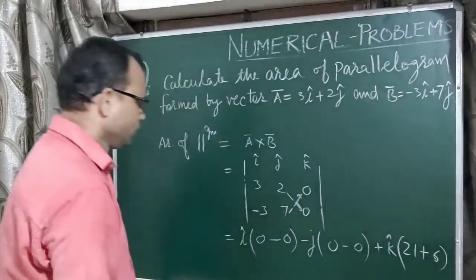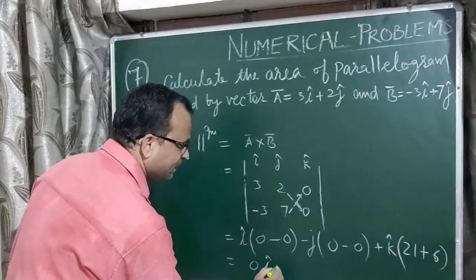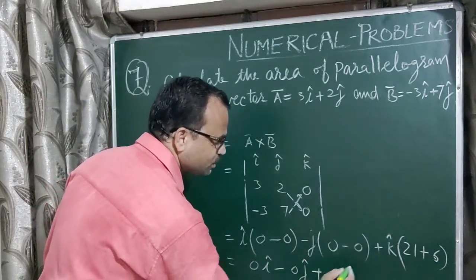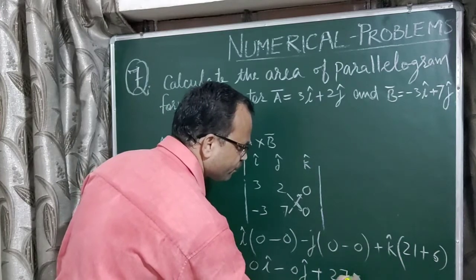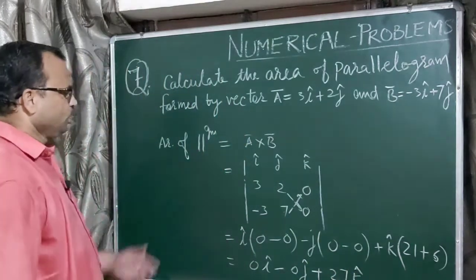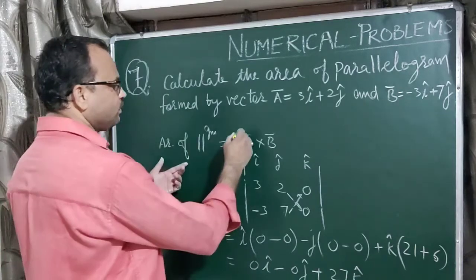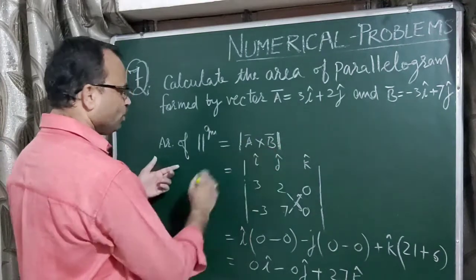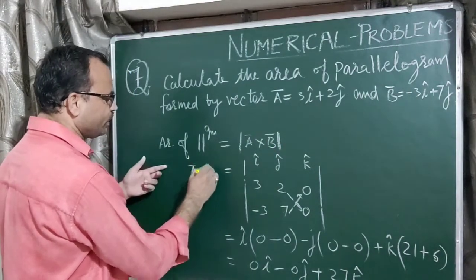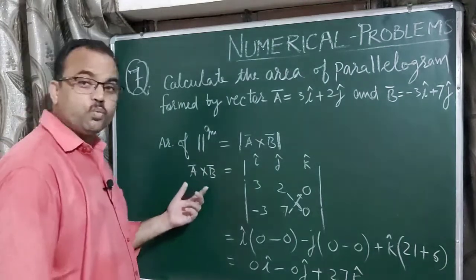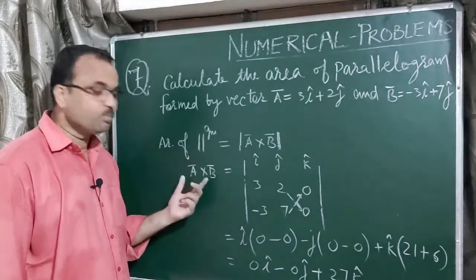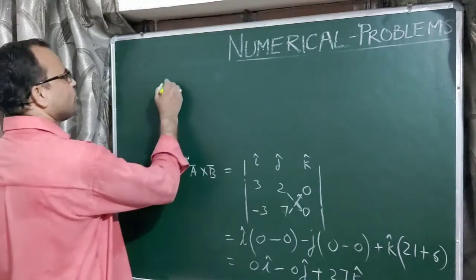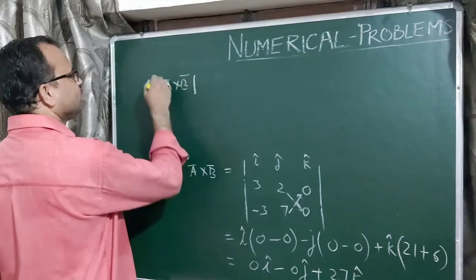Okay, so 0 i cap minus 0 j cap plus 27 k cap. So the area of the parallelogram is the magnitude of this. Here it is the value of only a cross b. Now find the value of mod of a cross b.